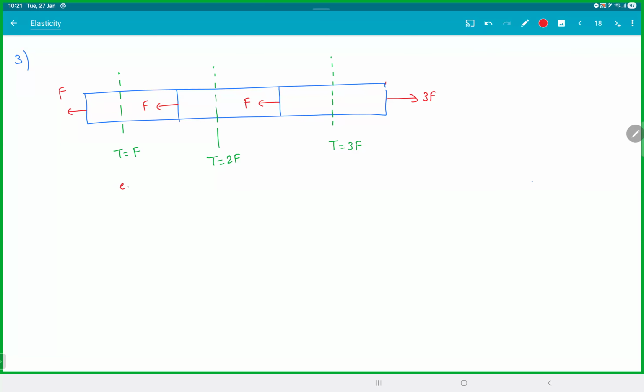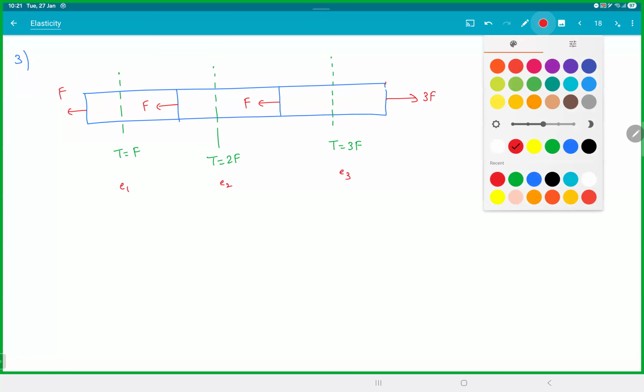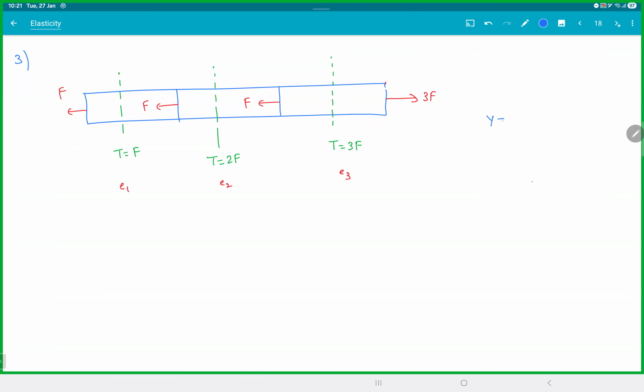So let the elongation be E1, E2, E3. So you can treat them as three separate rods. What is the formula? Young's modulus is equal to tension times length by A into elongation. So E will be tension times length by AY. So you're done. E1 will be FL by AY. E2 will be 2FL by AY. Each rod will have different elongation, 3FL by AY. Therefore, the total elongation will be 6FL by AY. Easy?